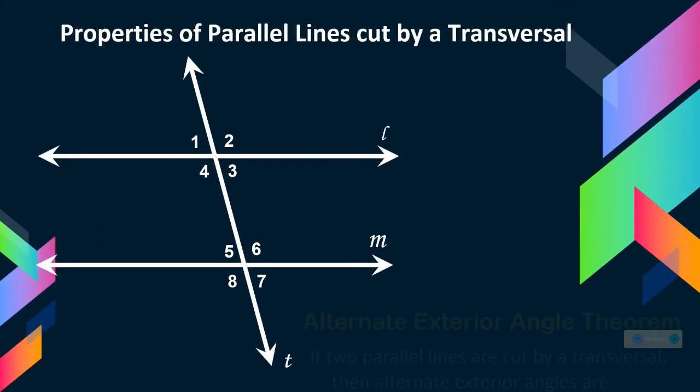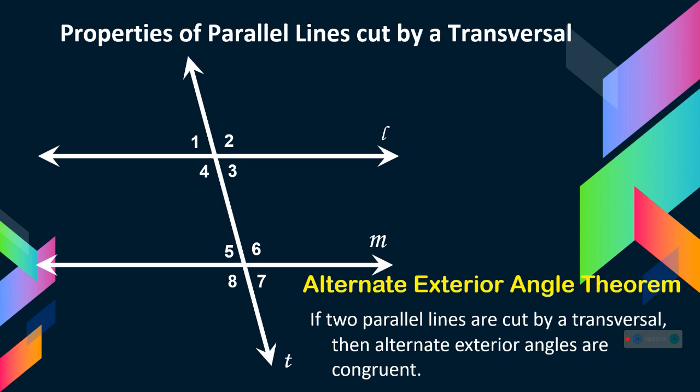Okay, how about the next property? We have the alternate exterior angle theorem. It is said that if two parallel lines are cut by a transversal, then alternate exterior angles are congruent. The alternate exterior angles here are angles 1 and 7, and angles 2 and 8. So what if you are given the measure of angle 1, which is 70 degrees? What should be the measure of angle 7? That's correct. Since alternate exterior angles are congruent, we also have 70 degrees.